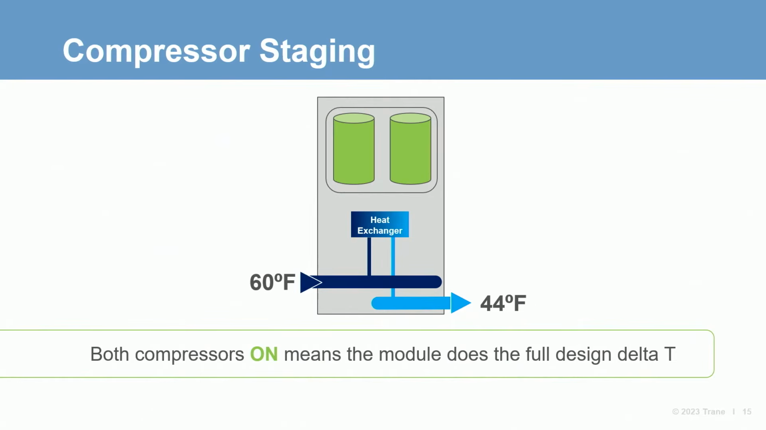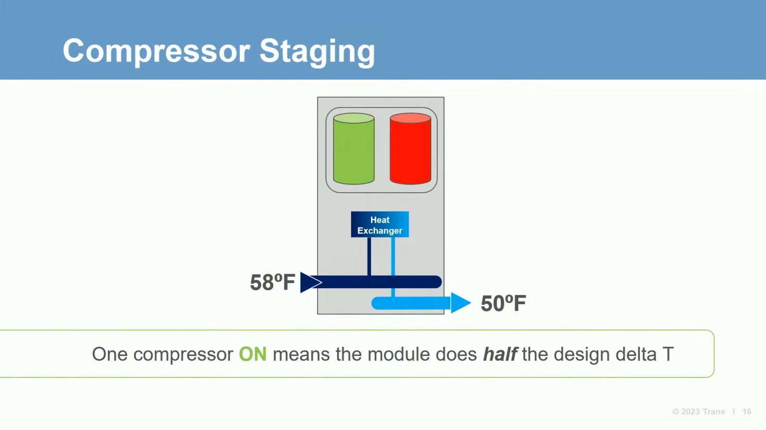Let's look at compressor staging on the modular level. 2 compressors are shown in this module, each on its own refrigeration circuit. We have a common dual-circuited braze plate evaporator. This means we have 1 water circuit and 2 refrigeration circuits in this module. We will assume a 16-degree delta T with a 60-44 chilled water design. What this means is when I have 2 on-off compressors, each of the compressors is doing an 8-degree delta T. Only when both compressors are running are we doing the full 16-degree delta T.